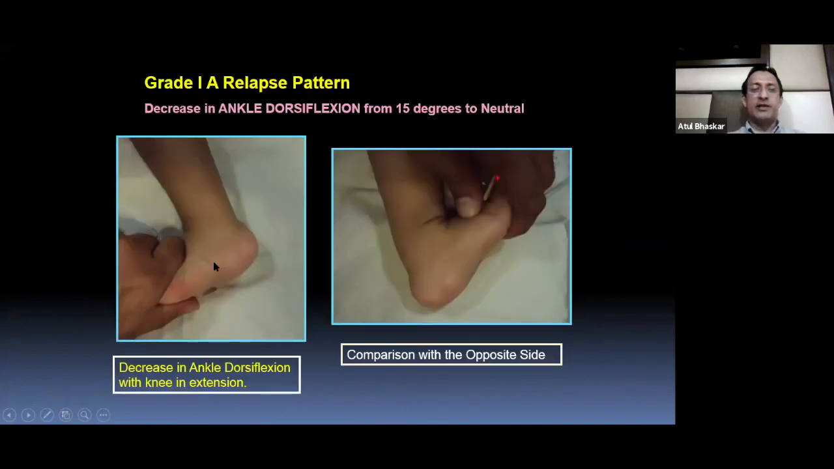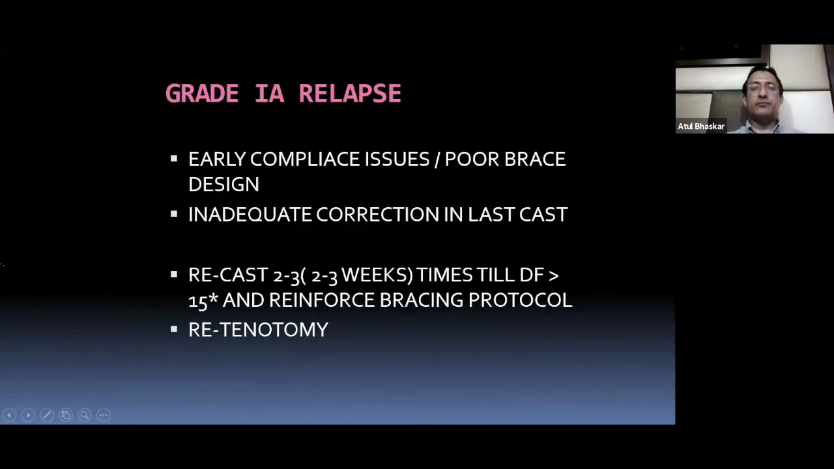So you can see this child, there is decrease in ankle dorsiflexion as compared to this side, where you can get almost 15-degree dorsiflexion. So this is the earliest sign of relapse, where you get early loss of dorsiflexion. That means there is equinus happening, and these children need aggressive splinting and aggressive casting. And usually these are because of poor brace issues.